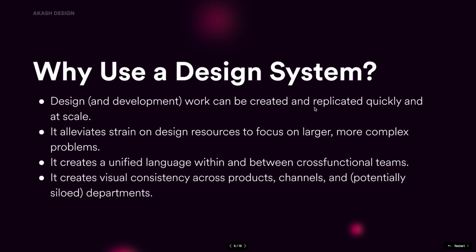It also creates a unified language. If you're working with a big company and you want everything to look consistent, you have to have a single source of truth. Having a design system brings that unified language together so that everything looks cohesive, even if it's designed by different teams. Since everyone is using the same design system, whatever they build will look the same way, right? And needless to say, it also adds visual consistency across products, channels, and different departments, right?